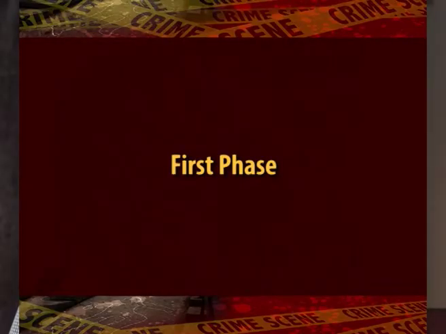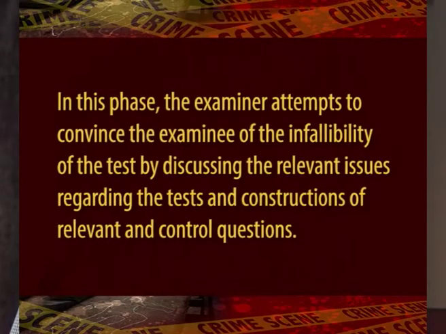The procedure, according to Saxe et al., 1985, an ideal polygraph test involves the following steps, which last for 3 to 4 hours. First phase. The very first phase involves the pre-test interview, which extends for 30 to 60 minutes, Furedi 1991. In this phase, the examiner attempts to convince the examinee of the infallibility of the test by discussing the relevant issues regarding the test and the construction of relevant and control questions. The relevant questions are reformulated until they are unambiguous to the examinee. The control questions are reframed to produce physiological responses indicating that the subject is capable of responding.